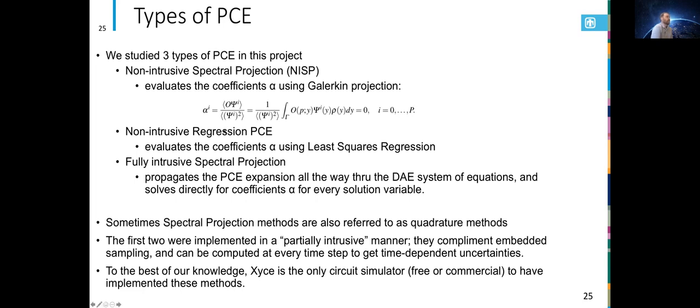I mentioned earlier regression PCE. That's also an approach one can take. There's many regression algorithms out there. I'm sure a lot of this audience has heard of them. But the particular version that I implemented for now is least squares regression. But there's a lot of other methods out there, of course.